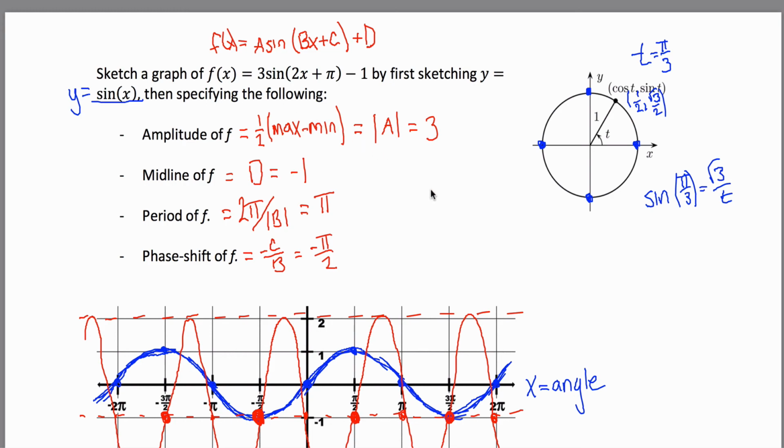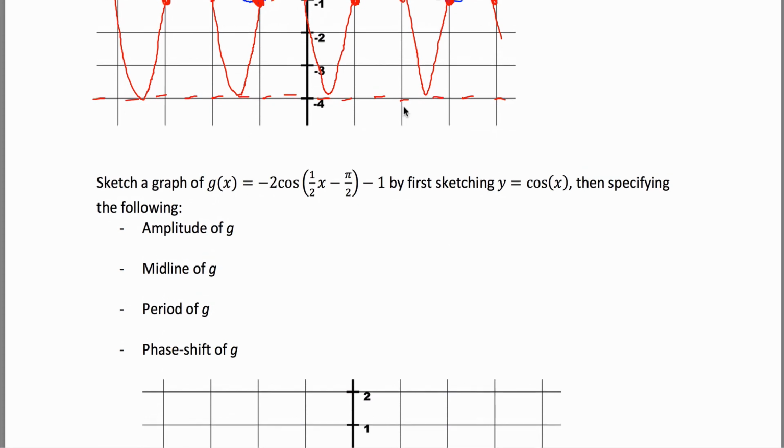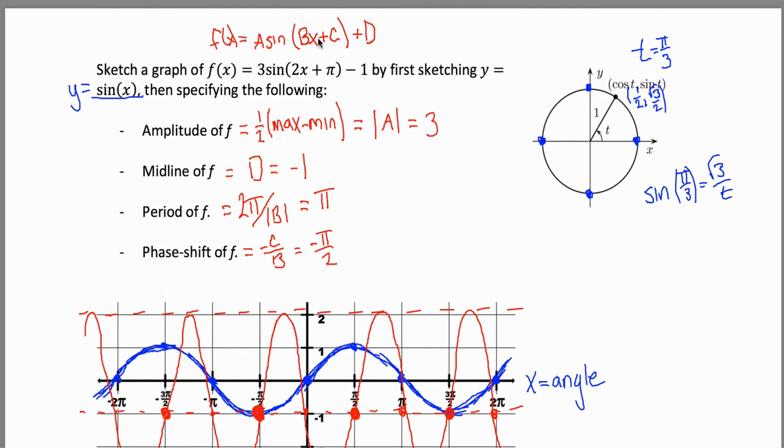In order to not make a super long video, I'm going to stop this here. But I have another example. It's almost identical. I'm going to do it below. The only thing that changes is I changed all these different letters, the values in there. And instead of sine, it's cosine. Just want to show you how that looks.